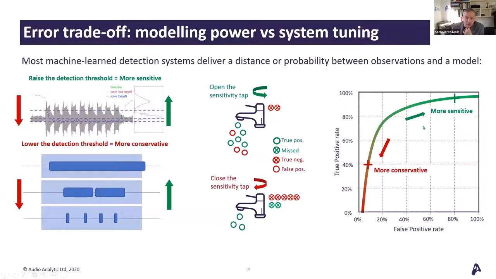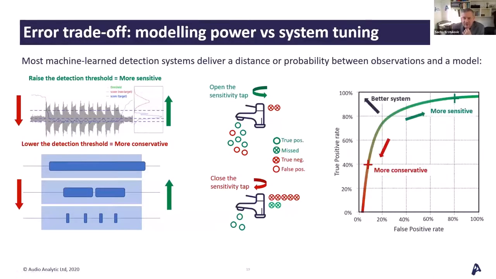Now, if you were closing your sensitivity tab to make your system more conservative, you might lower the false positive rate to thereabouts of, say, 5%, but then you would also destroy your performance when it comes to true positive rate. So when you tune your system, you want to set your trade-off between the two types of errors in a place where you have a kind of balance of errors between both, in a way that satisfies your customers. So now that is system tuning.